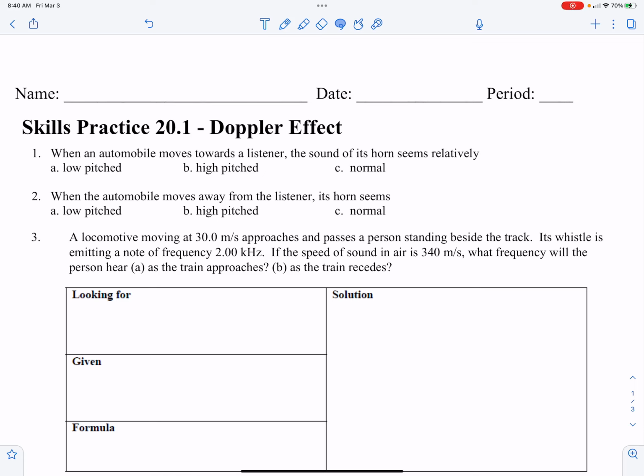Hello and welcome to this video tutorial. Today we're going to be examining the Doppler effect. We're going to be looking at it in terms of calculating the apparent change in frequency that an observer would notice as either they or the source of the sound are moving toward or away from each other.